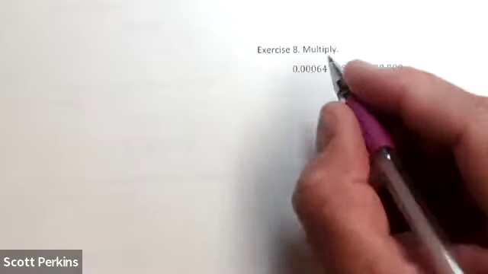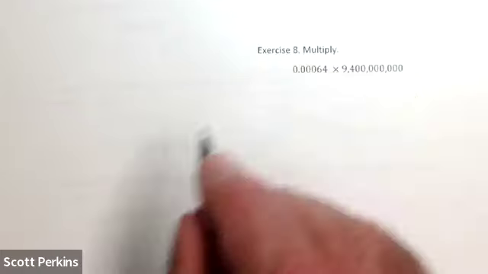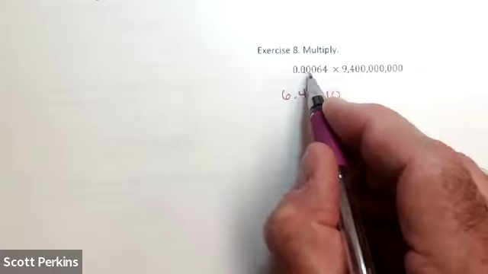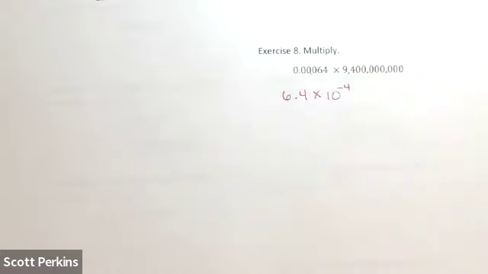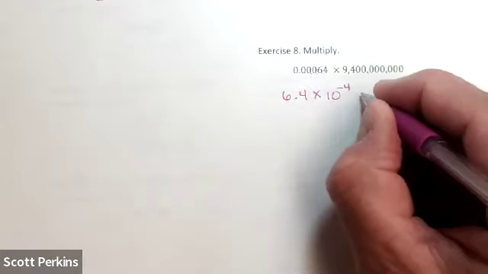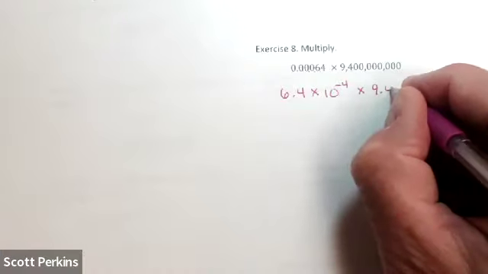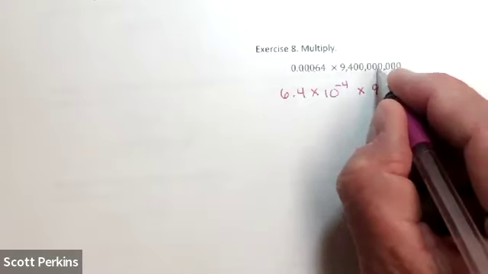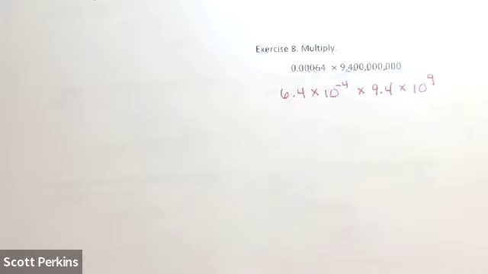All right, so the first number, 0.00064, the first non-zero number I come to is 6. So that's 6.4 times 10 to the 1, 2, 3, 4. That's negative 4th, since that's a small number and I move the decimal to the right. And then we're going to multiply that times this. The first number is 9.4 times 10 to the 1, 2, 3, 4, 5, 6, 7, 8, 9, and it's positive 9 since it's a large number and I move the decimal to the left.